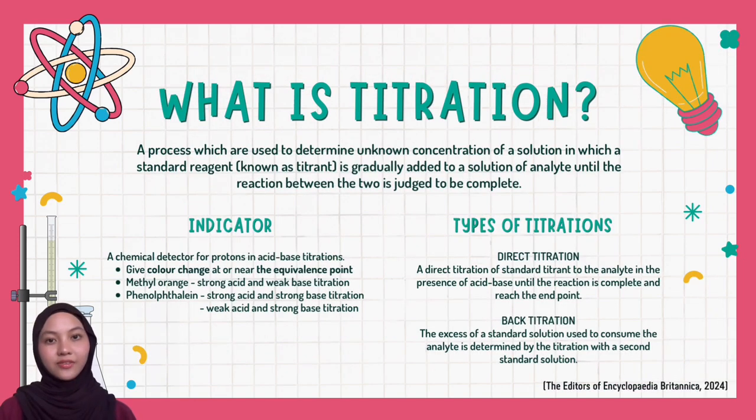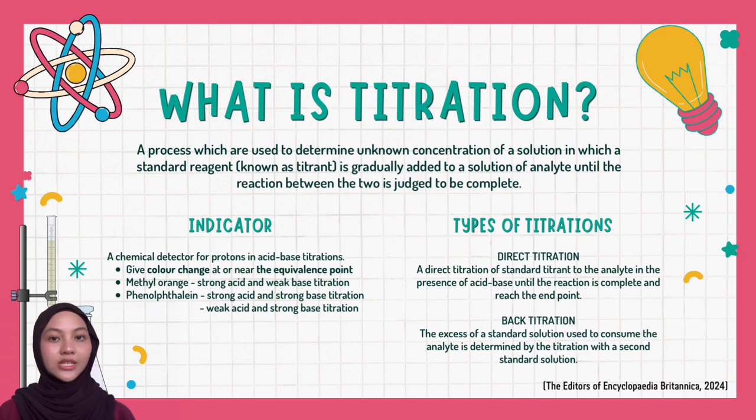Let's take a look at the definition of titration. So what is titration? Titration refers to the process which is used to determine unknown concentration of a solution in which a standard reagent known as titrant is gradually added to a solution of analyte until the reaction is completed. These are usually indicated by a color change, a precipitate formation, or an electrical measurement. Indicator is a chemical detector of acid-base titration, and it functions to give color changes at or near the equivalence point. Two most common indicators are methyl orange and phenolphthalein.